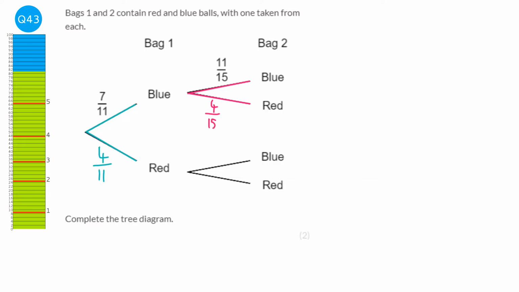And we've got the final section down here. Now, this final section, we haven't got any fractions for, but bag 2 is independent of bag 1. So bag 2 is just sitting there ready to be picked after we pick bag 1. So the probability is going to be exactly the same as the ones at the top.